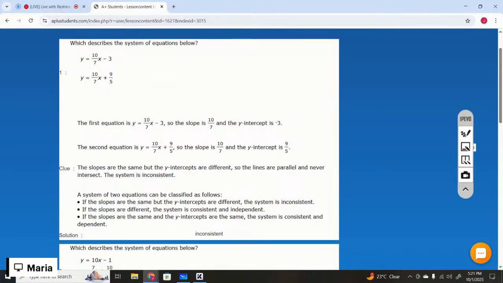So for the second equation, y equals 10 by 7x plus 9 by 5. The slope is 10 by 7 and the y-intercept is 9 by 5. For both the equations, the slope are same and the y-intercepts are different. So when the slopes are same and y-intercept are different, that means the lines are parallel and never intersect. So the system is inconsistent.